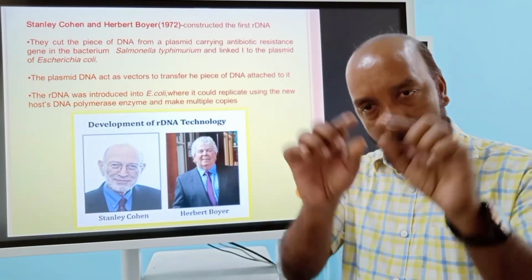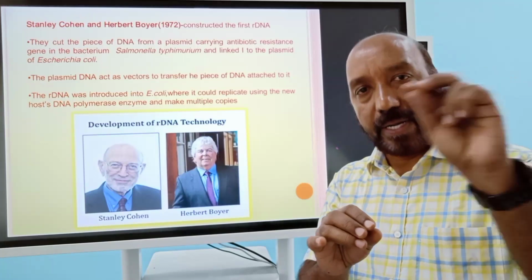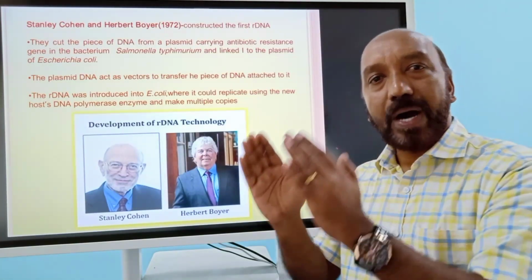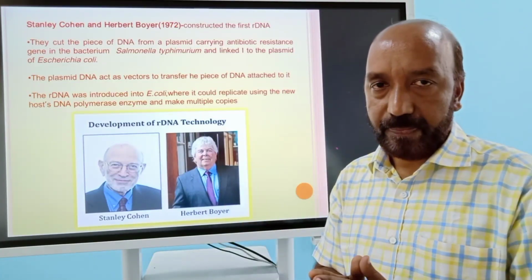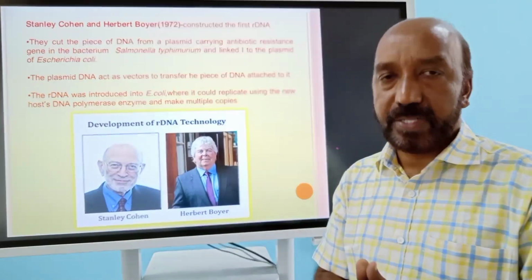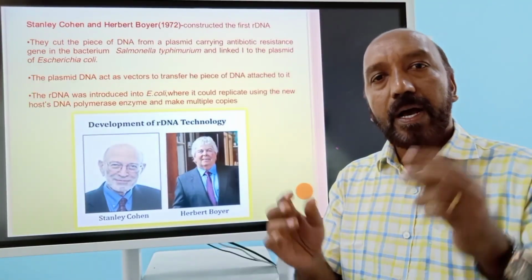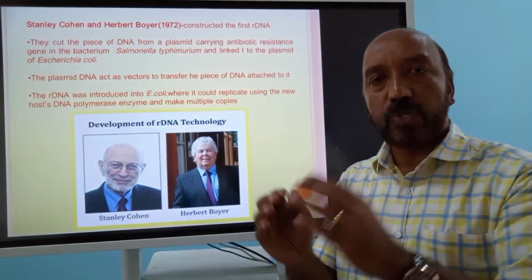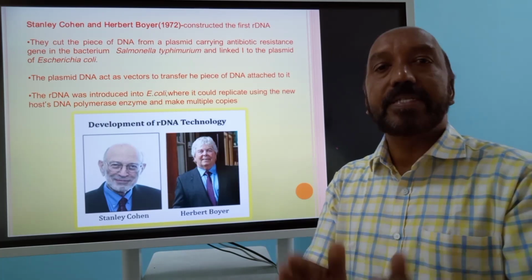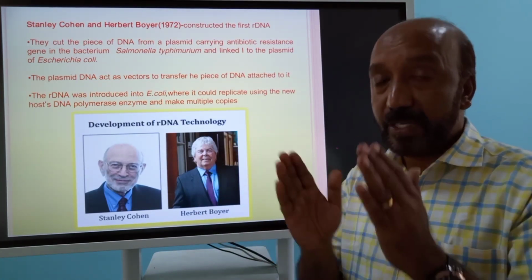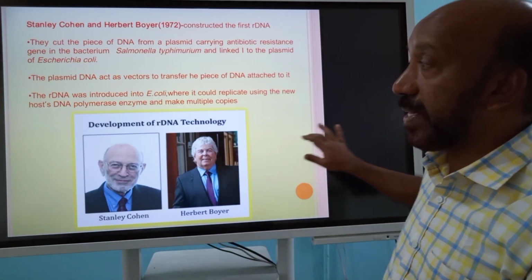After that, the prepared plasmid which contains the rDNA or the gene of interest, they inserted into another bacteria, namely E. coli. So here we can see three activities. One is cutting and taking the gene of interest, ligating that gene of interest into the plasmid, and then inserting it into the organism. This is what they have done, and based on that we can see the following.